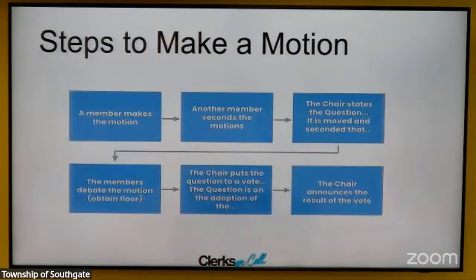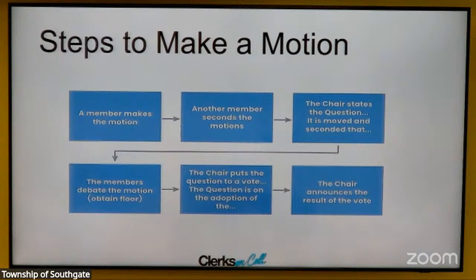So there are 6 steps in making a motion. First, a member makes the motion. Secondly, another member seconds the motion. Third, the chair states the question. Fourth, the members debate the motion. Fifth, the chair puts the question to a vote. And finally, number 6, the chair announces the result of the vote.